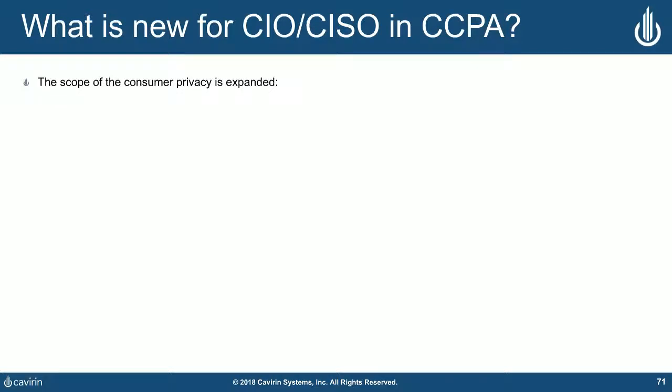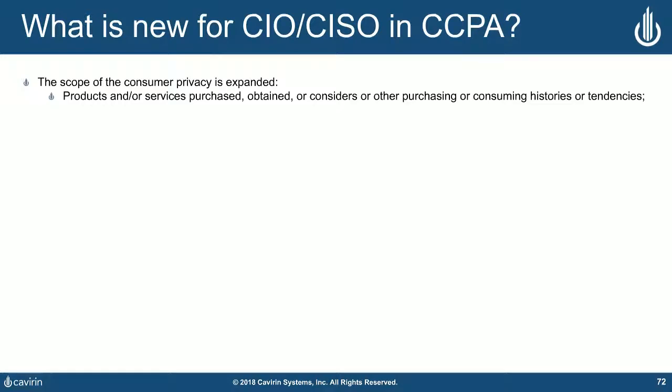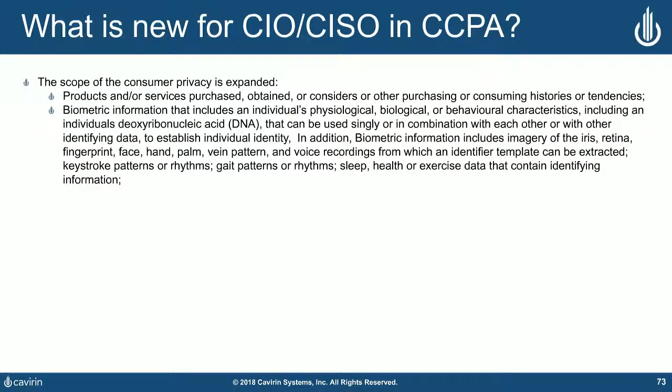So the consumer privacy definition is expanded. It covers products and services that are obtained or considered or purchased, or consumer history or tendencies. So this greatly expands what you need to start to protect, right? Because now it's their history, their tendencies that you're going to protect.